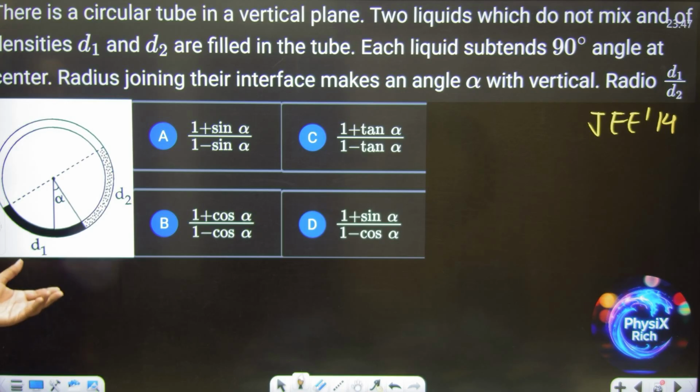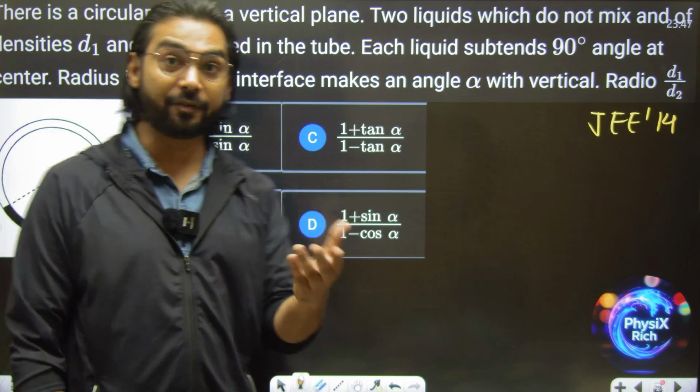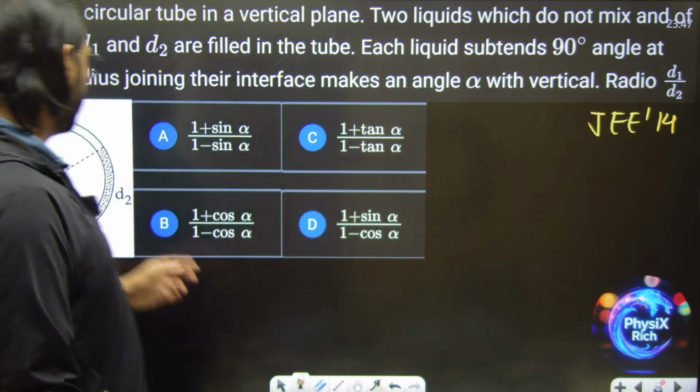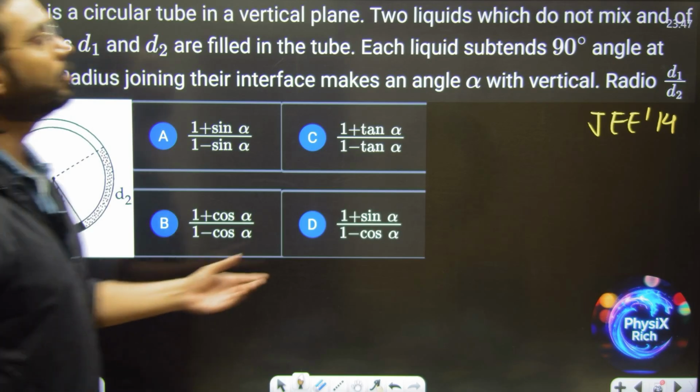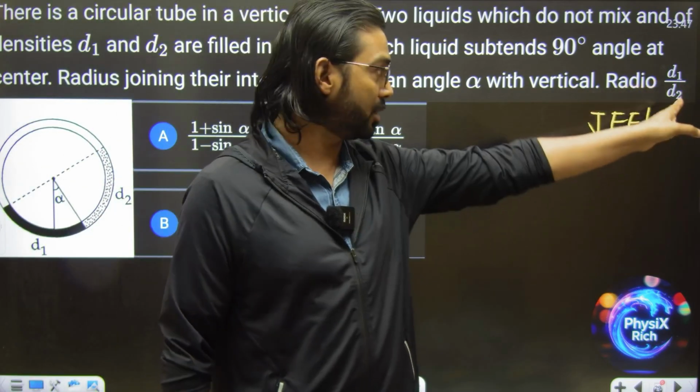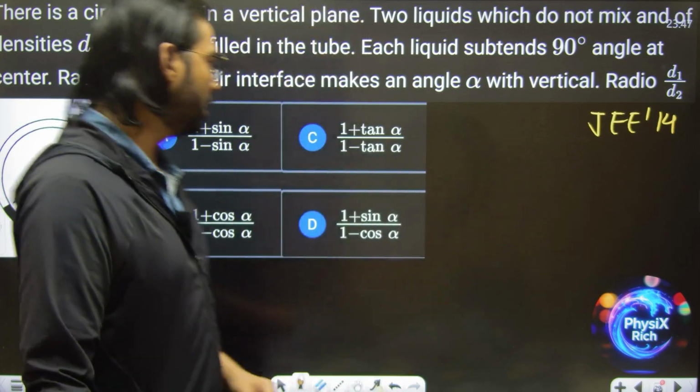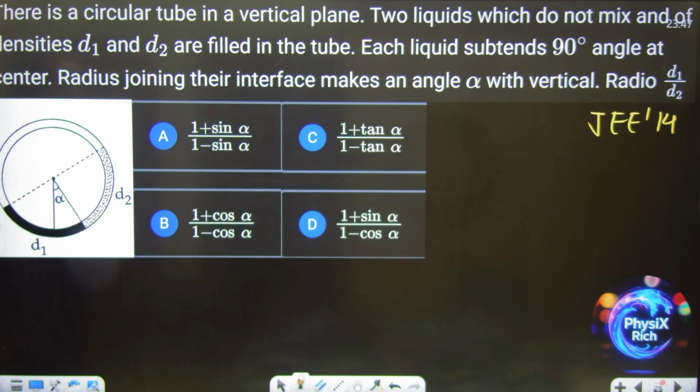Well, d2 is 0, right? No. So we are not looking for 0. We're looking for infinity. I'm sorry. d2 is 0, guys, and d1 is finite. So we are looking for infinity because d2 is in the denominator. So which of the options become infinite?